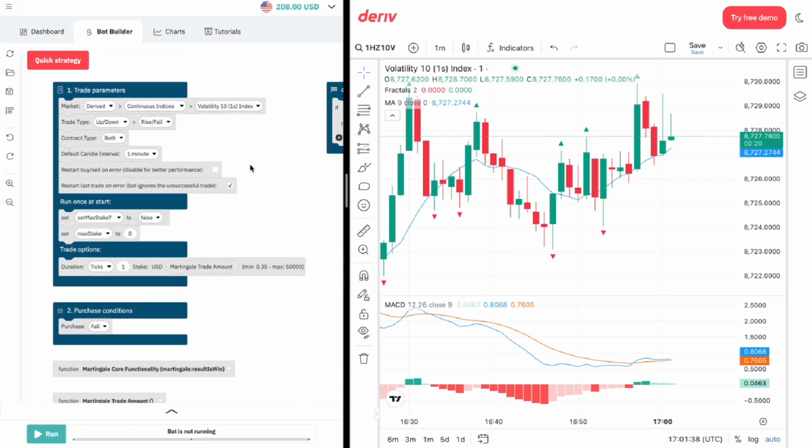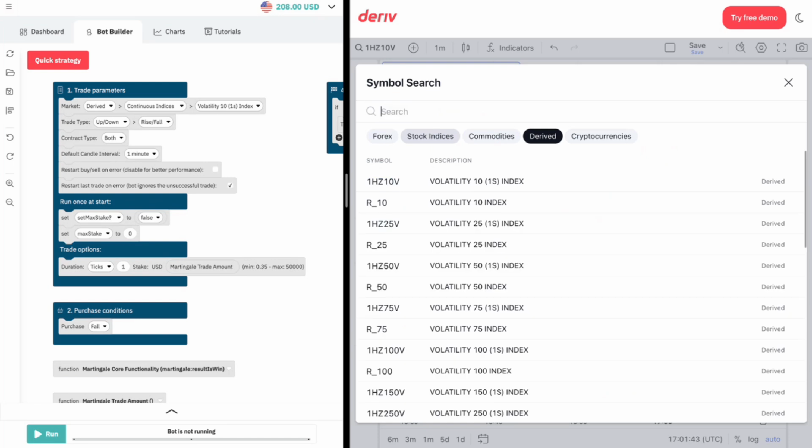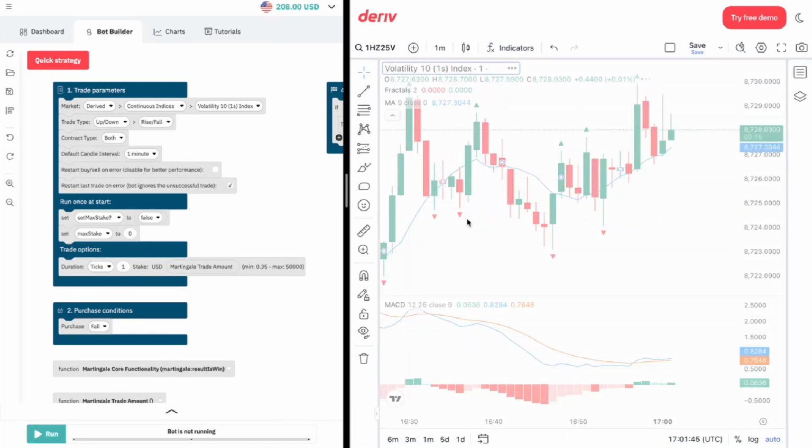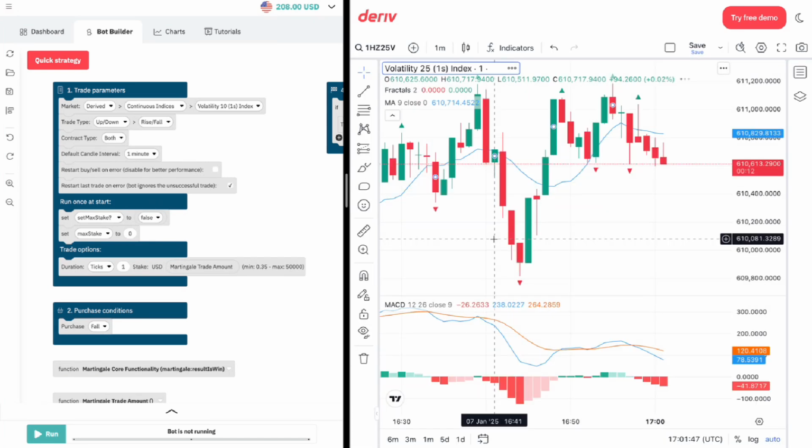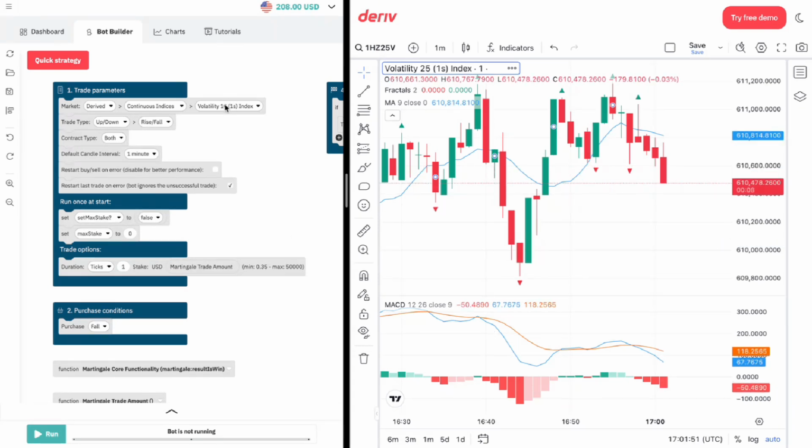So let's just look for a market. This one, the 10 on S, seems to be fluctuating a lot. So we could always move to 25 on S. So patience is key. Like this is a good fall. 25 on S fall.